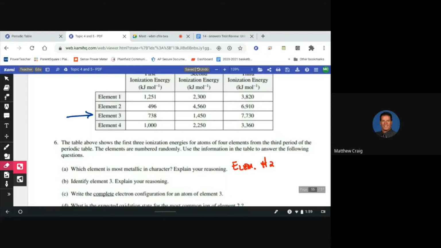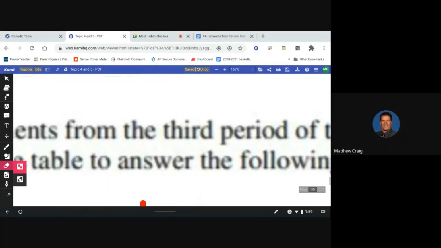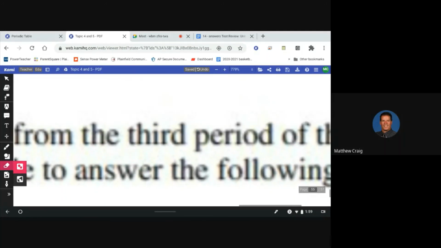Why do you say magnesium? Because it's in the third period. This is why it's my most favorite FRQ question, because this makes you read the question.